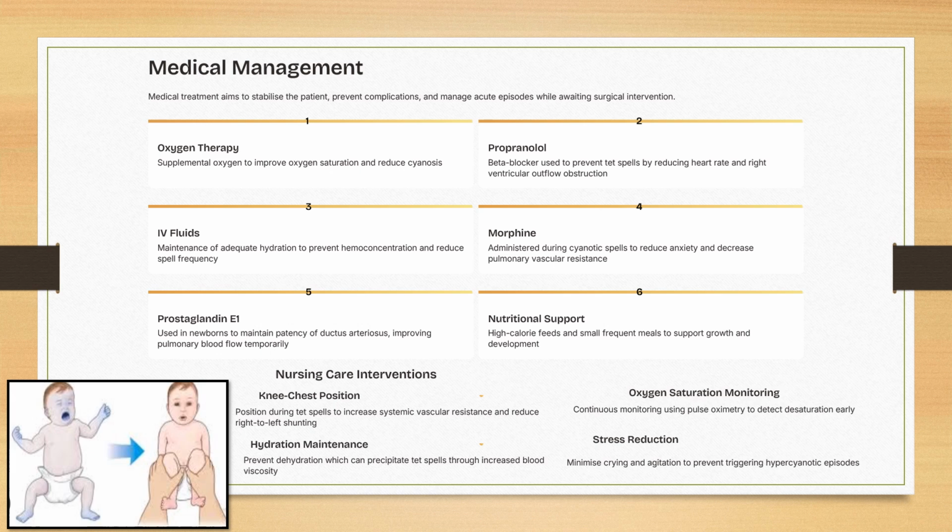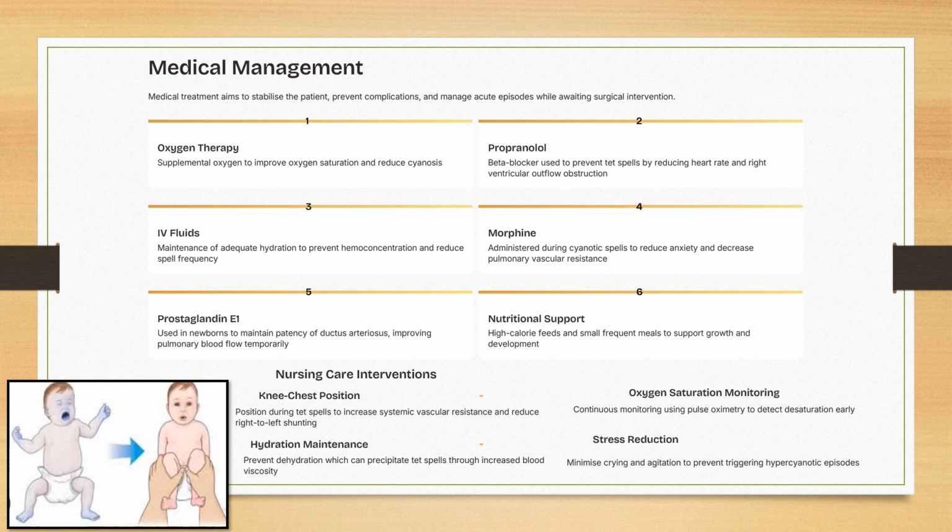Then this is about medical management. Medical management starts with oxygen therapy. Supplemental oxygen should be given to improve oxygen saturation and reduce cyanosis. Propranolol can be given. It's a beta blocker. It will help to prevent TET spells by reducing heart rate and right ventricular outflow obstruction.